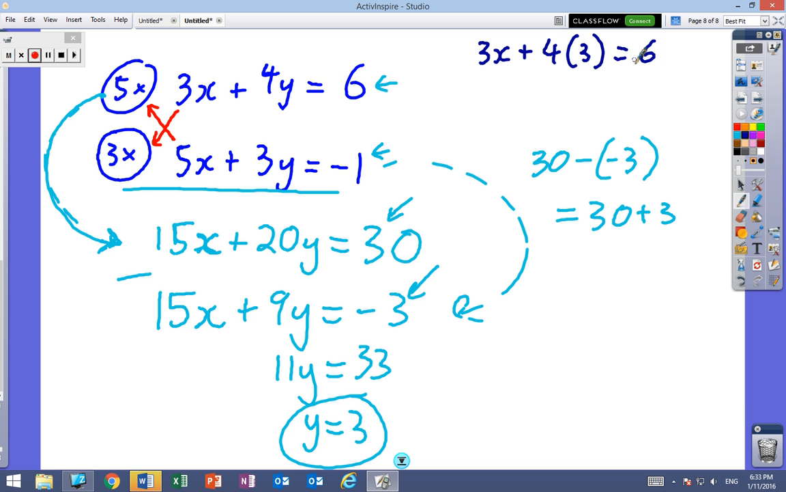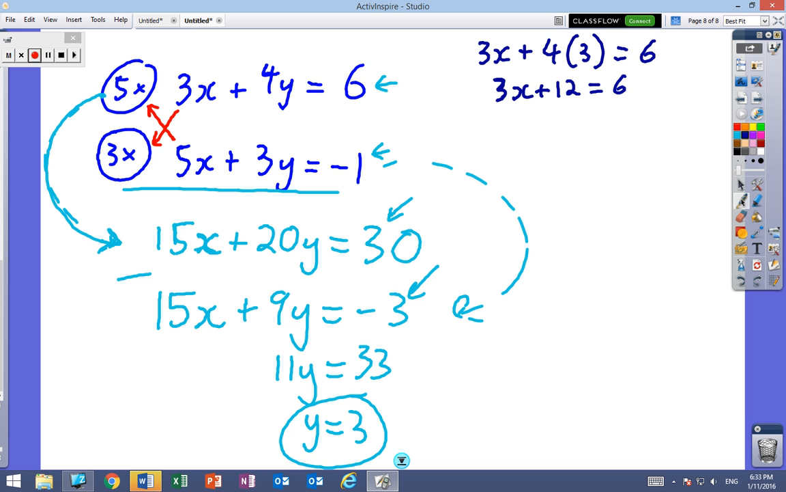4 times 3 is 12, so I've got 3x plus 12 equals 6. I'm going to take 12 away from both sides. Take 12 away from both sides, so 3x. Now 6 minus 12 is minus 6. Now divide both sides by 3, x equals minus 2.